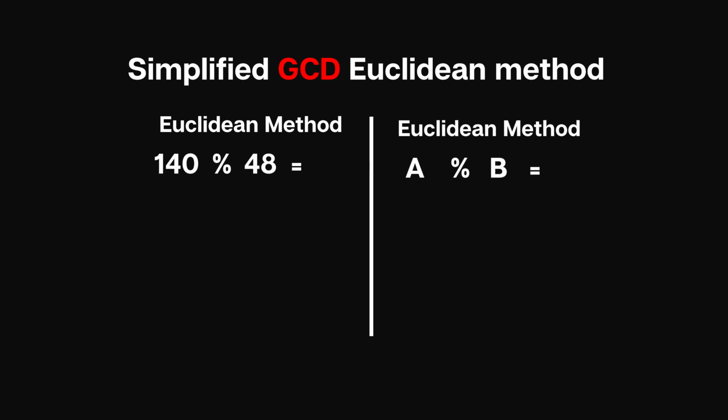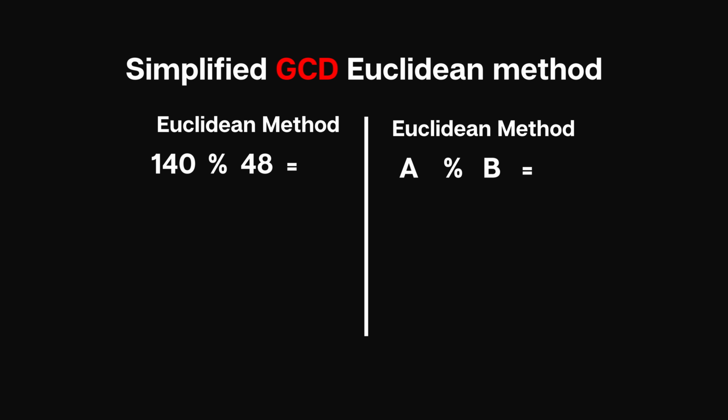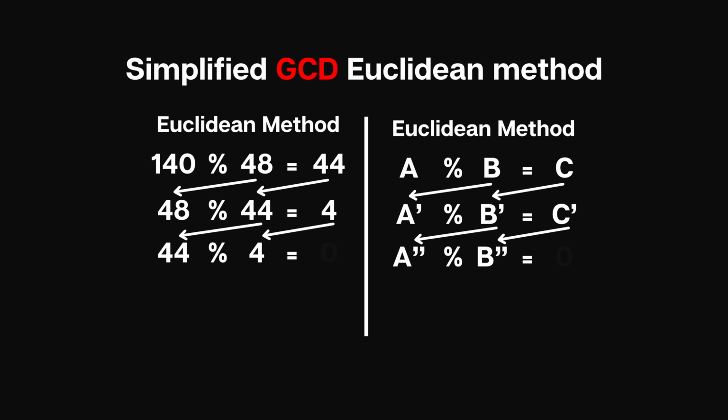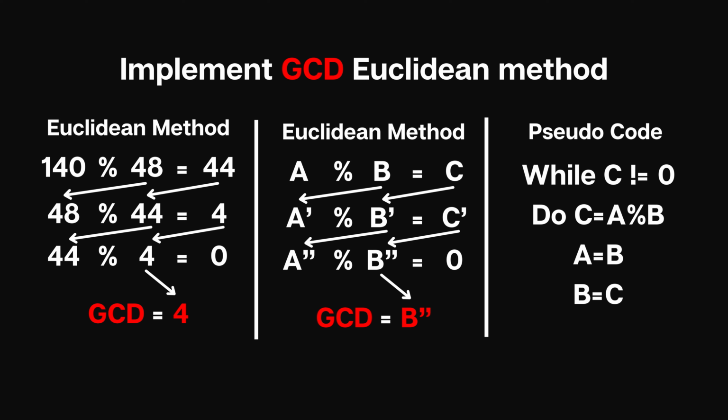Let's simplify it. First, start with two numbers A and B. Next, calculate the remainder C equal to A mod B. Assign the value of B back to A and C back to B. Repeat the process until the remainder C becomes 0, and when C is 0, B is the answer. Let's make the procedure code. While C is not 0, find the remainder C equal to A mod B and assign B back to A and C back to B.